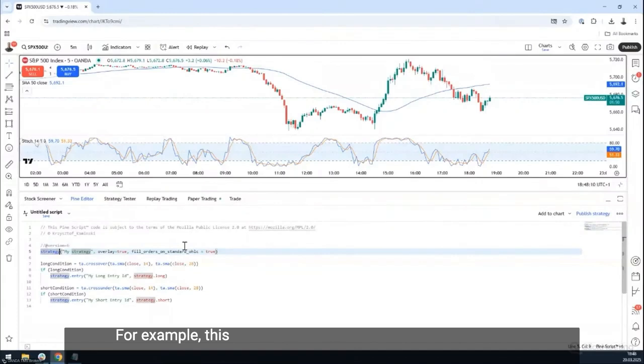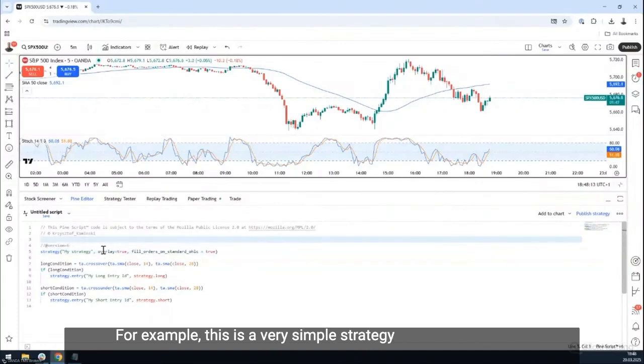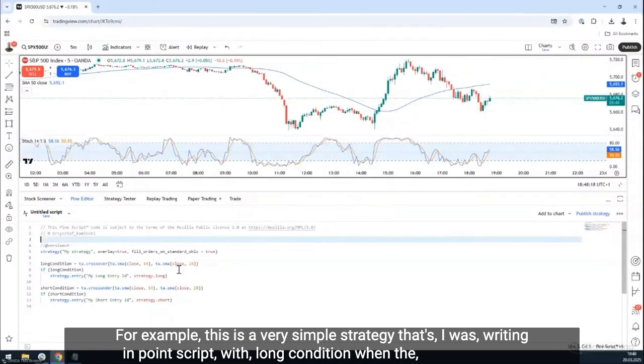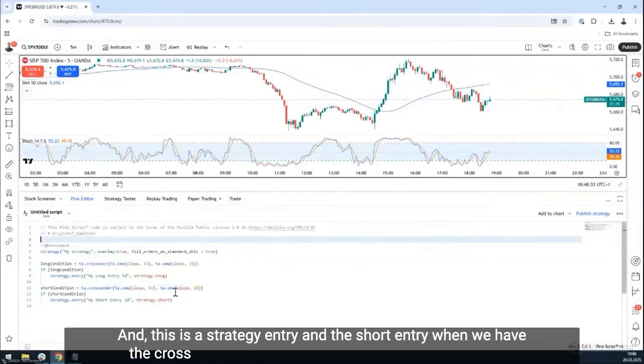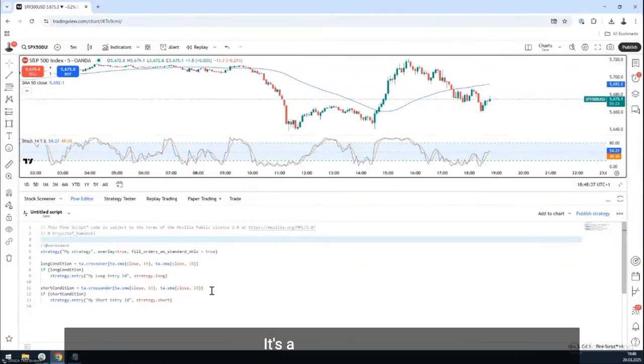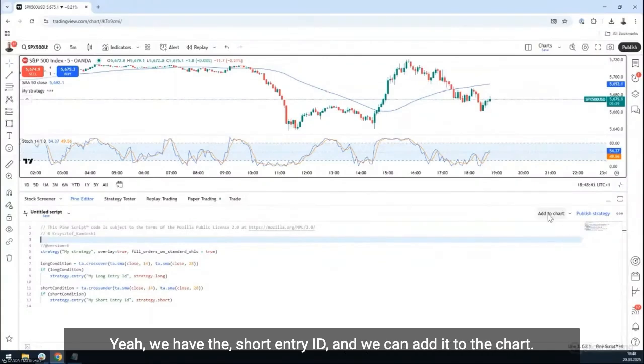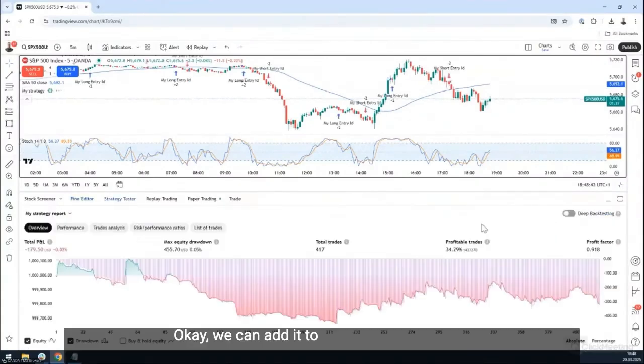For example, this is a very simple strategy that I was writing in Pine Script, with a long condition where we have a crossover, the 14 SMA above the 28 SMA. And so this is a strategy entry, and the short entry is when we have the cross under, SMA 14 and the same thing with the 28. So it's a cross under. Yeah, we have the short entry ID and we can add it to the chart.